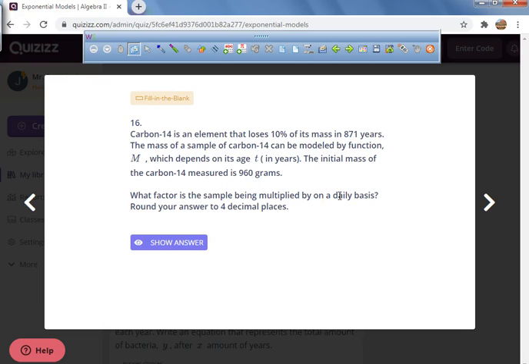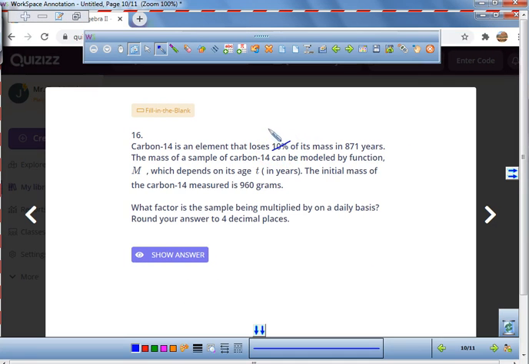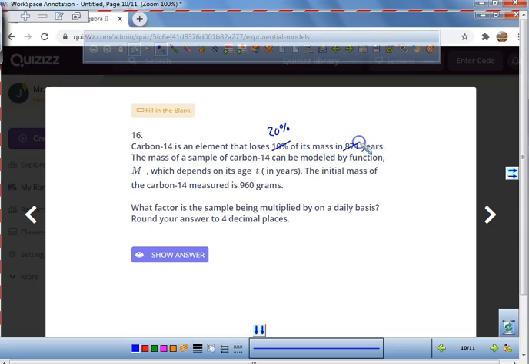All right, so we have a model. And I'm going to change it from losing 10% to losing 20%. So I'm going to say it's an element that loses 20%. And I'm changing it from 871 to 750 for your example. And I'm changing the initial amount from 960 to 1,000. So if I was going to write this problem, I would say m of t equals 1,000. And if it loses 20%, that means it keeps 80%.